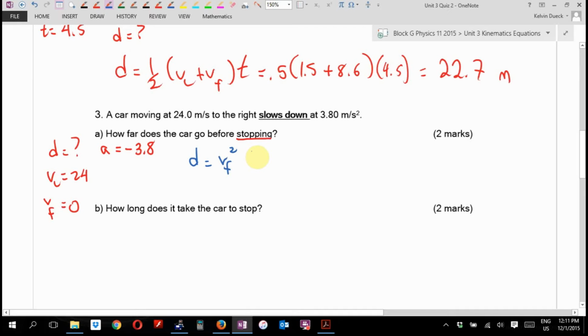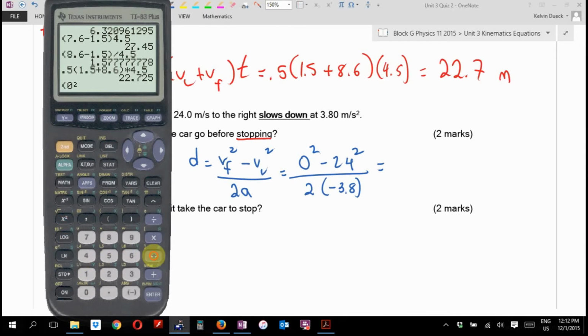So, the VI squared? Yes. And then we're trying to get the d by itself. What's right next to the d? I think there's two things next to the d, isn't there? Okay. So, divide the 2a, right, to get the d by itself. There you go. It's going to be 0 squared minus 24 squared all over 2 times negative 3.8.